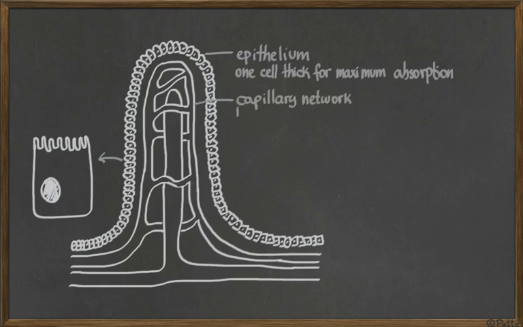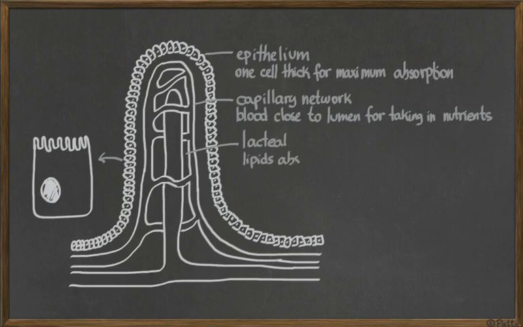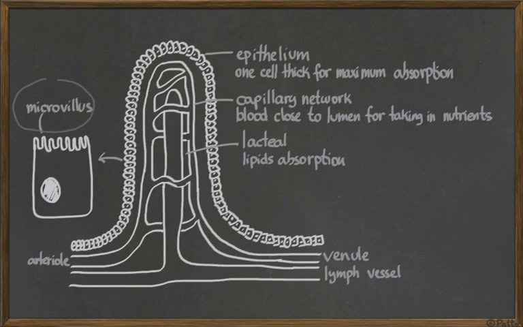And then you have the capillary network, full of blood, close to the lumen, the light of the intestine, to be able to absorb the nutrients. Underneath you have the lacteal, which absorbs the lipids. You have a venule that receives blood from the capillary, and an artery that gives blood to the capillary. You have a lymph vessel that receives what came from the lacteal. And you have a microvillus on the surface of the epithelium cell.